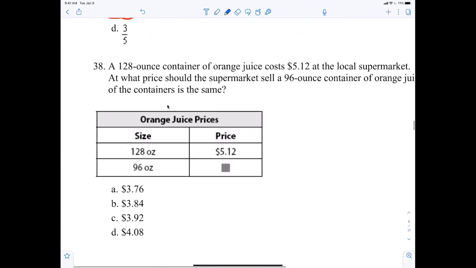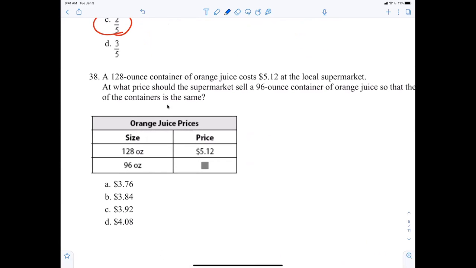Forest, 38. Okay, so that'd be $5.12 divided by 128. Yes, sir. That equals 0.04, I think. 0.04. That's what I thought. And then per ounce, right? Yeah. And then multiply that by 96. That is exactly correct. And I got B, $3.84. Is everybody okay with that? That was kind of a nice one. All right, any issues? Any issues? All right, so here we go.